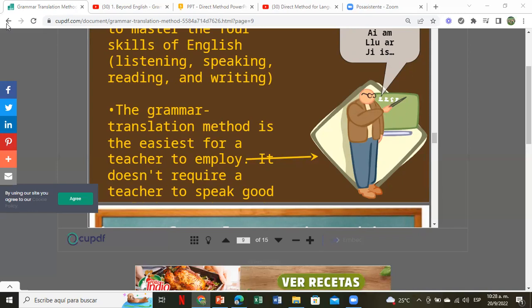All right, the grammar translation method is the easiest for a teacher to employ. It doesn't require a teacher to speak well. It means that, for example, if you want to work in a concert, it's not necessary to have the necessity to translate. They just want to make sure about your fluency. This is one of the disadvantages, but okay, it is not applied in the classroom.